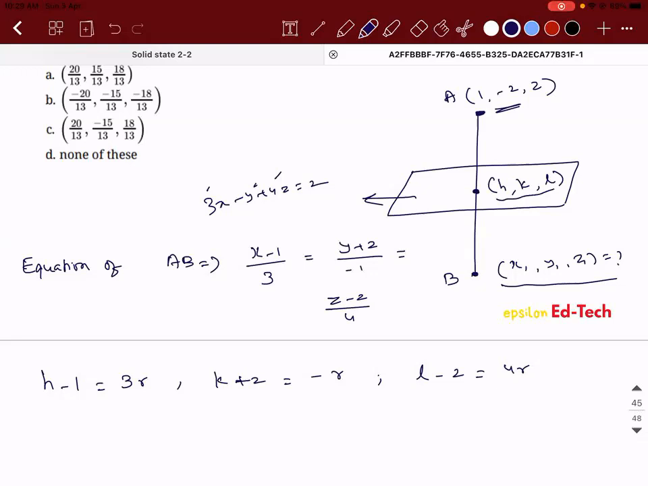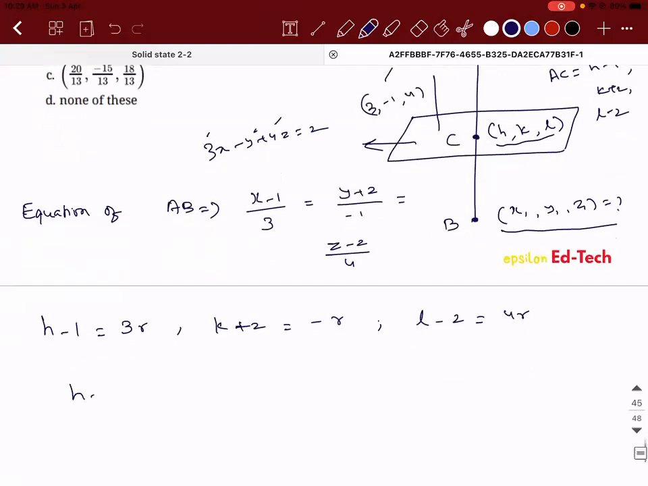Okay, h, k, l is what? It's a point on the plane, correct? Let me call this point C. What is the direction ratio of AC? h minus 1, k plus 2 and l minus 2. Accepted? And we know the direction ratios of the normal to the plane. They are 3, minus 1 and 4. So aren't they both supposed to be in the same proportion? That is why I wrote it as 3r. So h will be equal to 3r plus 1, k will be equal to minus r minus 2, and l will be equal to 4r plus 2.